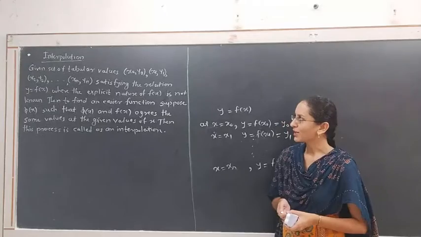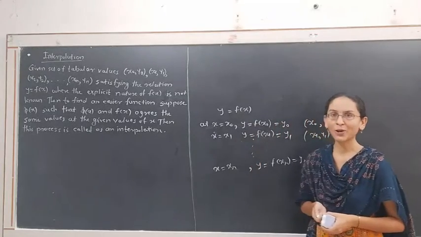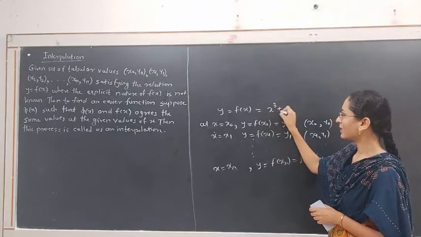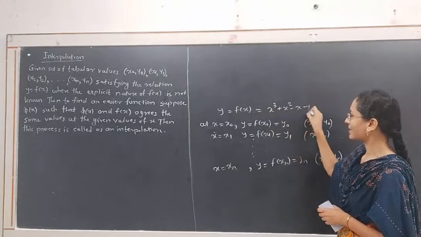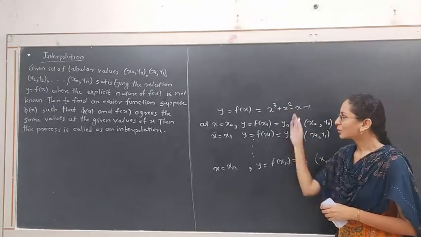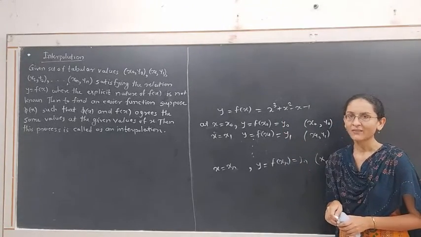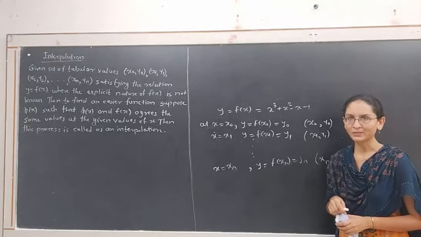If we want to interpolate a function which is a polynomial, suppose this function is the polynomial x cube plus x square minus x minus 1. If we interpolate this function, then we say that we are interpolating the polynomial.